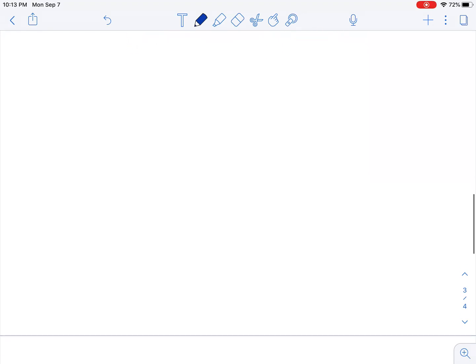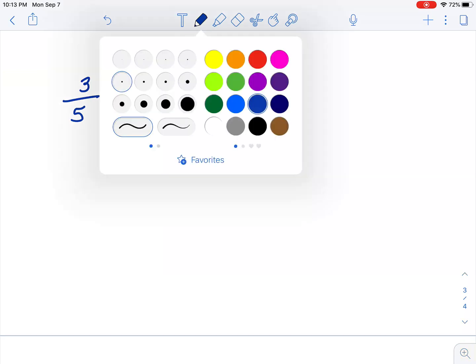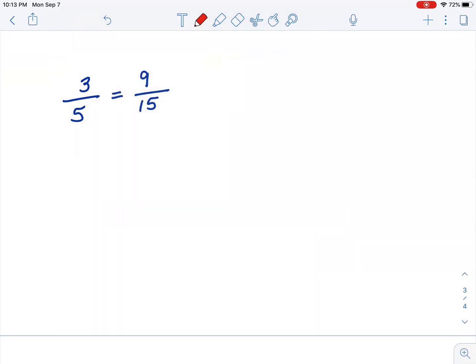So let's look at another one. If they're really equal, when I multiply across this way and when I multiply across that way, I will get the same thing. So 5 times 9 is 45. And when I multiply across this way, 15 times 3, it's also 45. So yes, they are equal, and yes, they are a proportion.